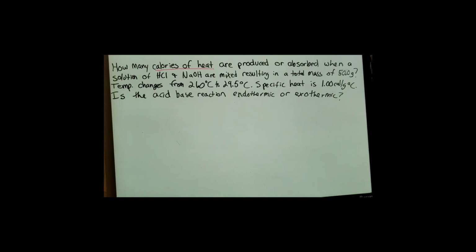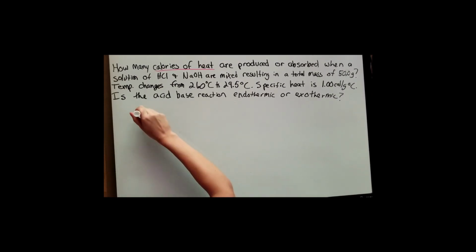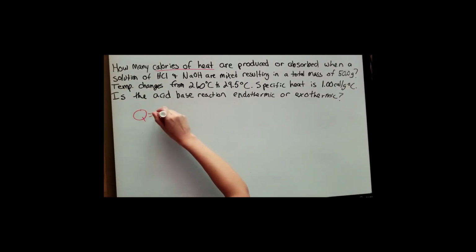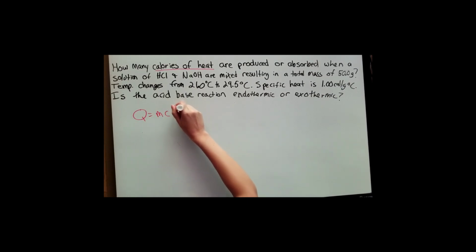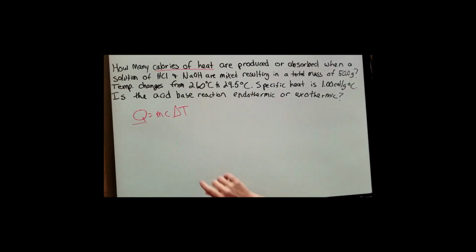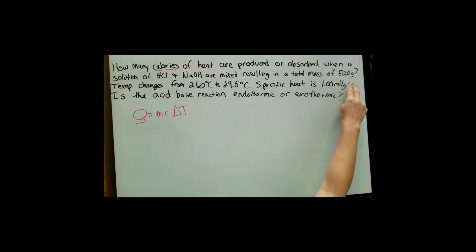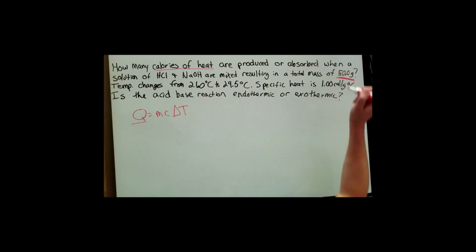Okay, so that is that Q value that you might have seen in the PowerPoints. So when you're looking at equations, Q is equal to mcΔT, with Q being the heat, and it is measured in calories. Okay, so we're mixing HCl and sodium hydroxide for a total mass of 50 grams. So this number might be useful as well. So I'm just going through and underlining things that are going to help me figure this out.